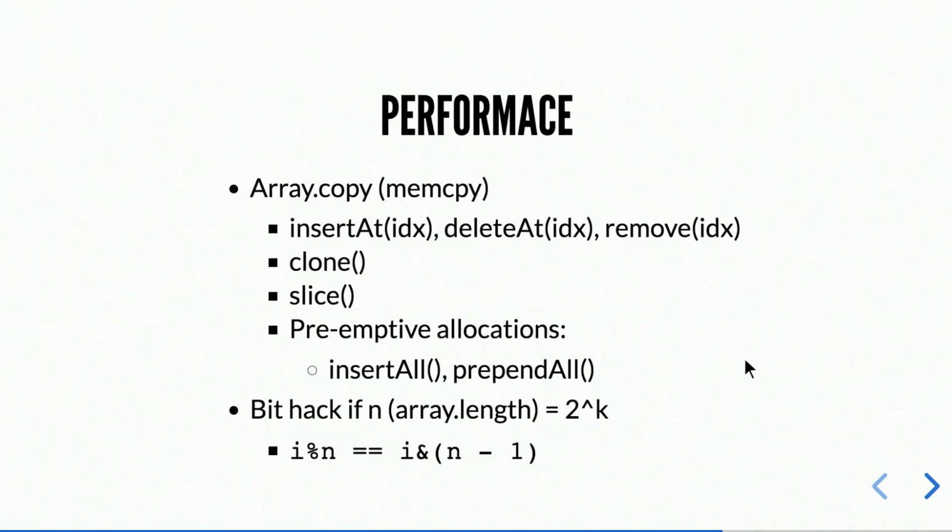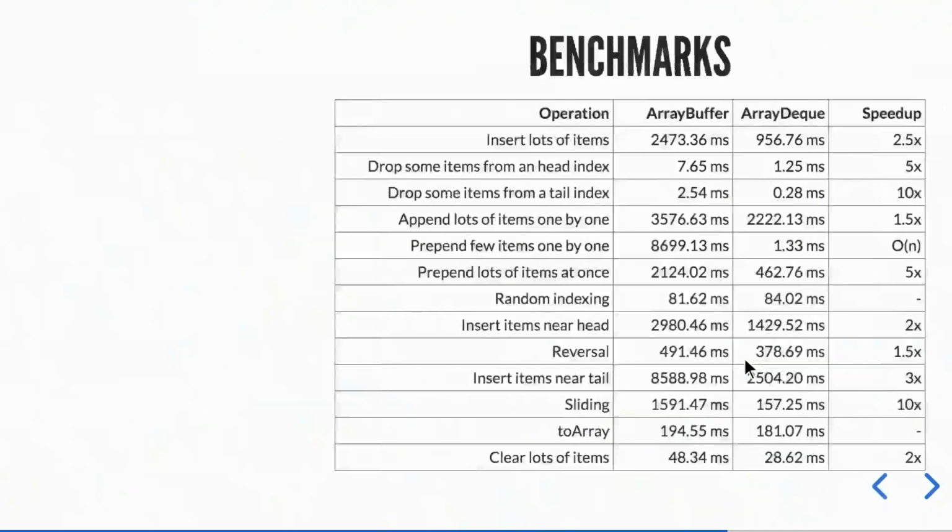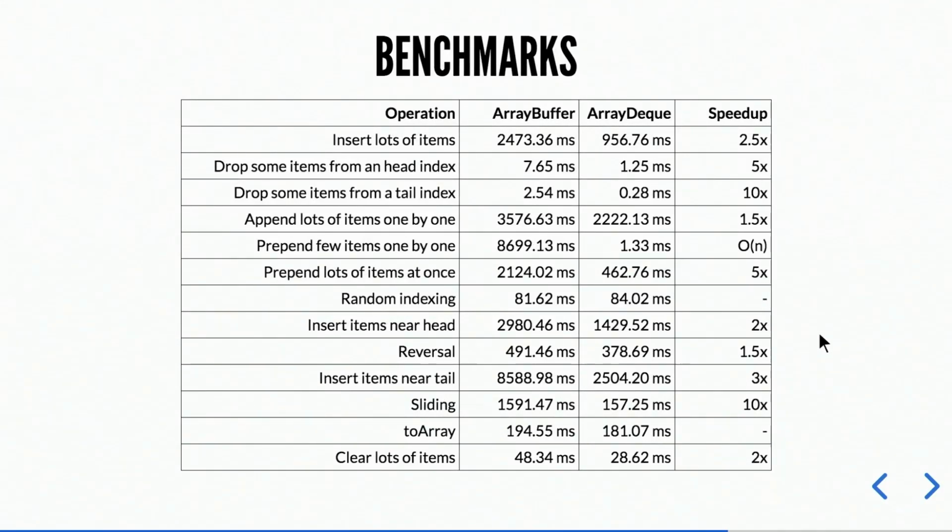There's a cute bit hack. You don't have to do modulo if your size of the array is a power of 2. You can do the ampersand operation. So i % n is the same as i & (n - 1) if n is a power of 2. Here are some benchmarks. As you can see, the only operation that is a little bit slower is random indexing, because you're paying that bitwise operation for doing the modular arithmetic, but everything else is much faster. In cases like prepending a few things, it's asymptotically faster instead of just a constant factor gain.